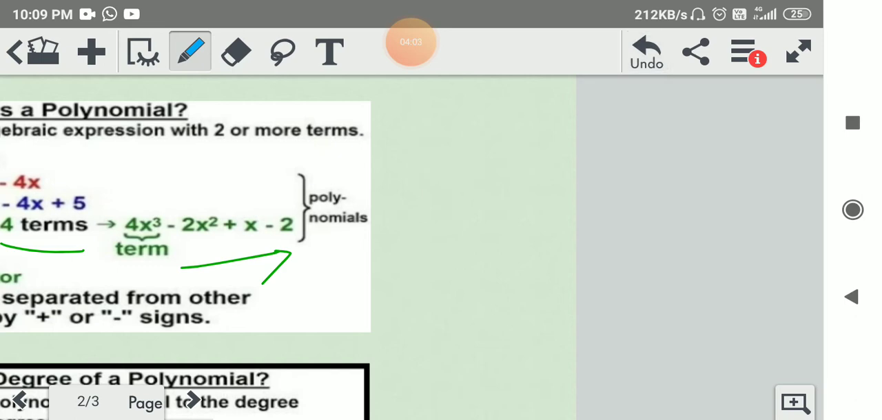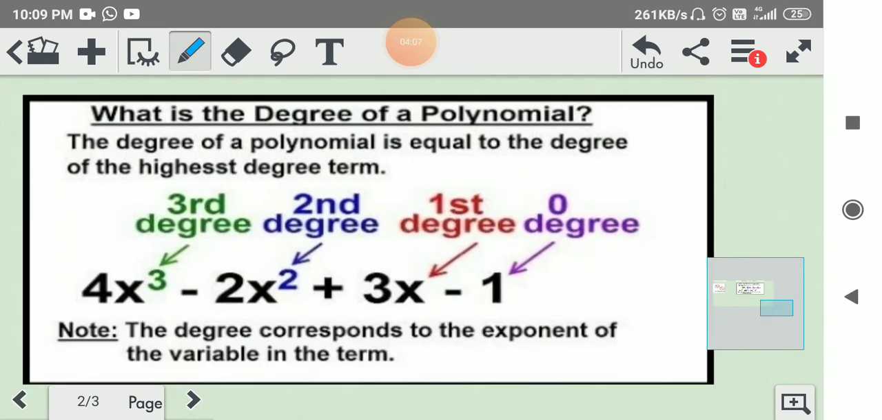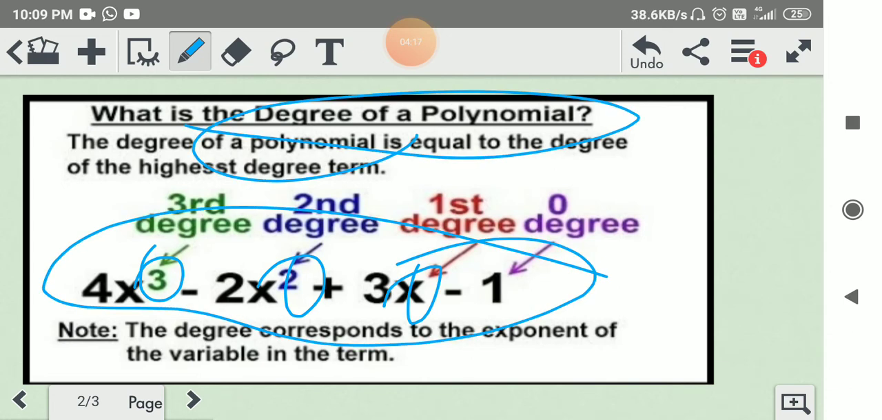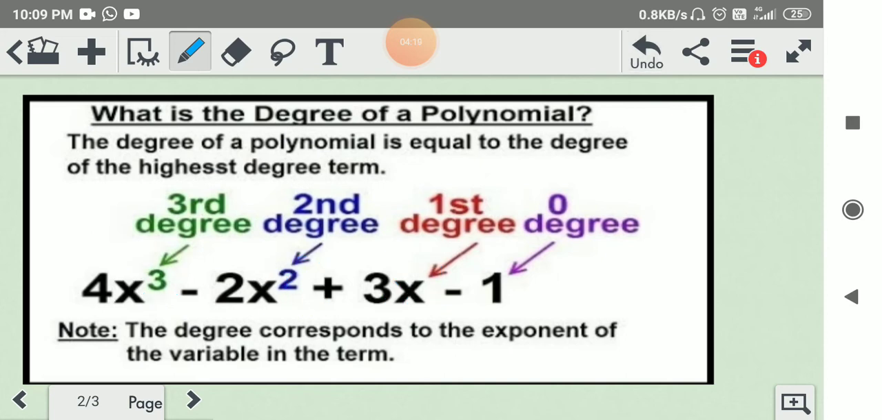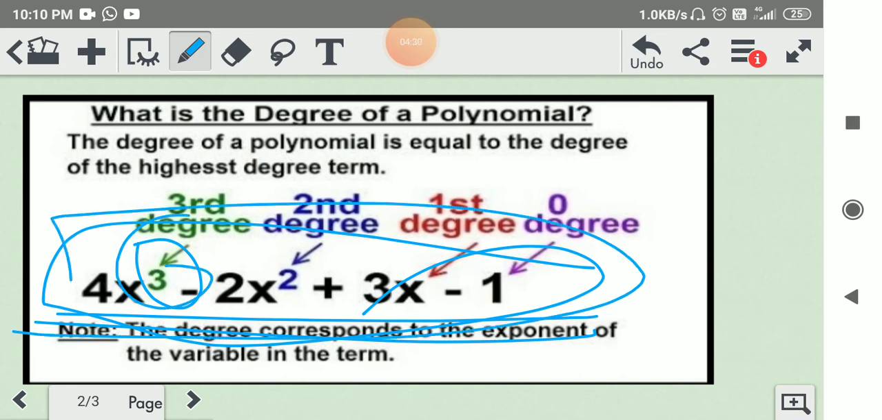And next, degree. The highest power, the highest exponent, is called the degree of the polynomial. Here is one example. The degree of this equation is 3, because 3 is the greatest power in this equation.